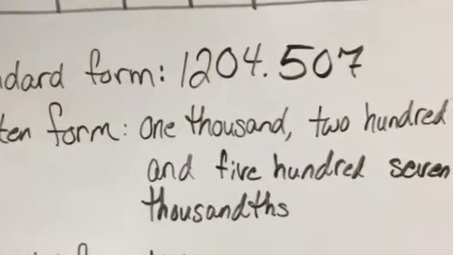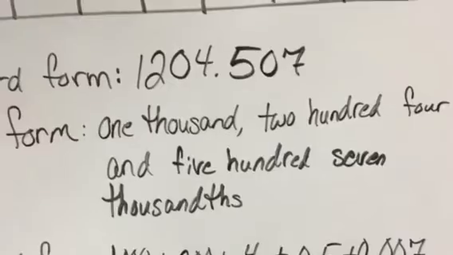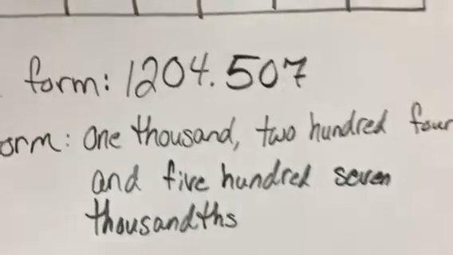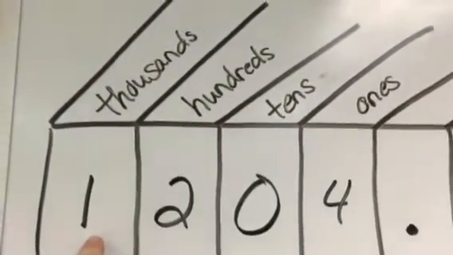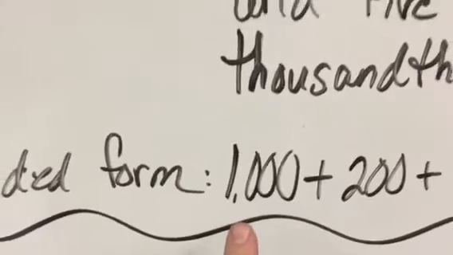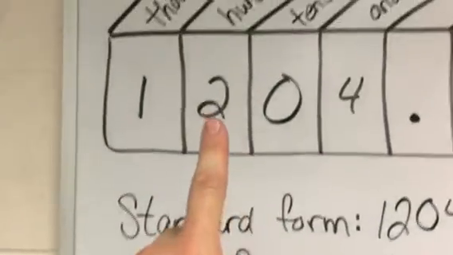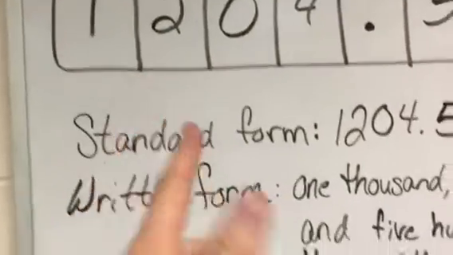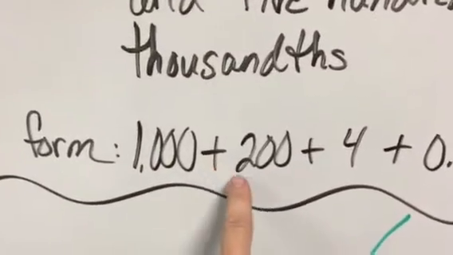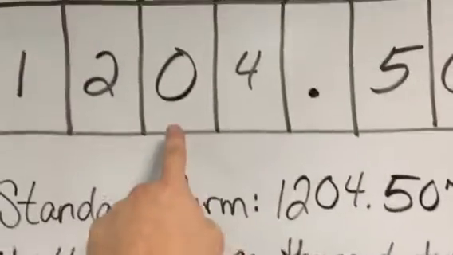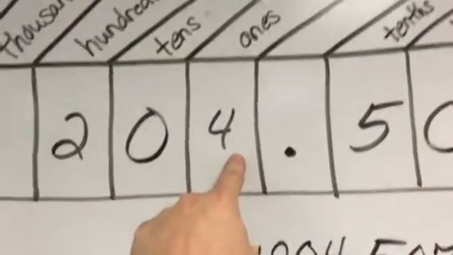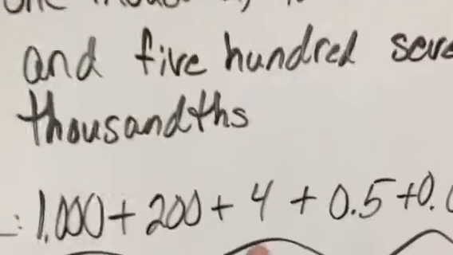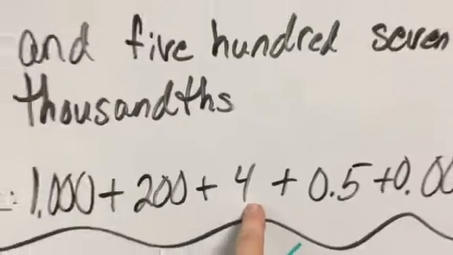Here is where a lot of us get messed up, is writing in expanded form. We take each digit, so we'll start here. We have a 1 in the thousands, so that's 1,000. We write that here. And then we have a 2 in the hundreds, so 200. So we add that. There's a 0 in the tens, so there's no tens that we have to add. So we go to the ones, and there's 4 of them. So we add 4. And we're going to keep going.